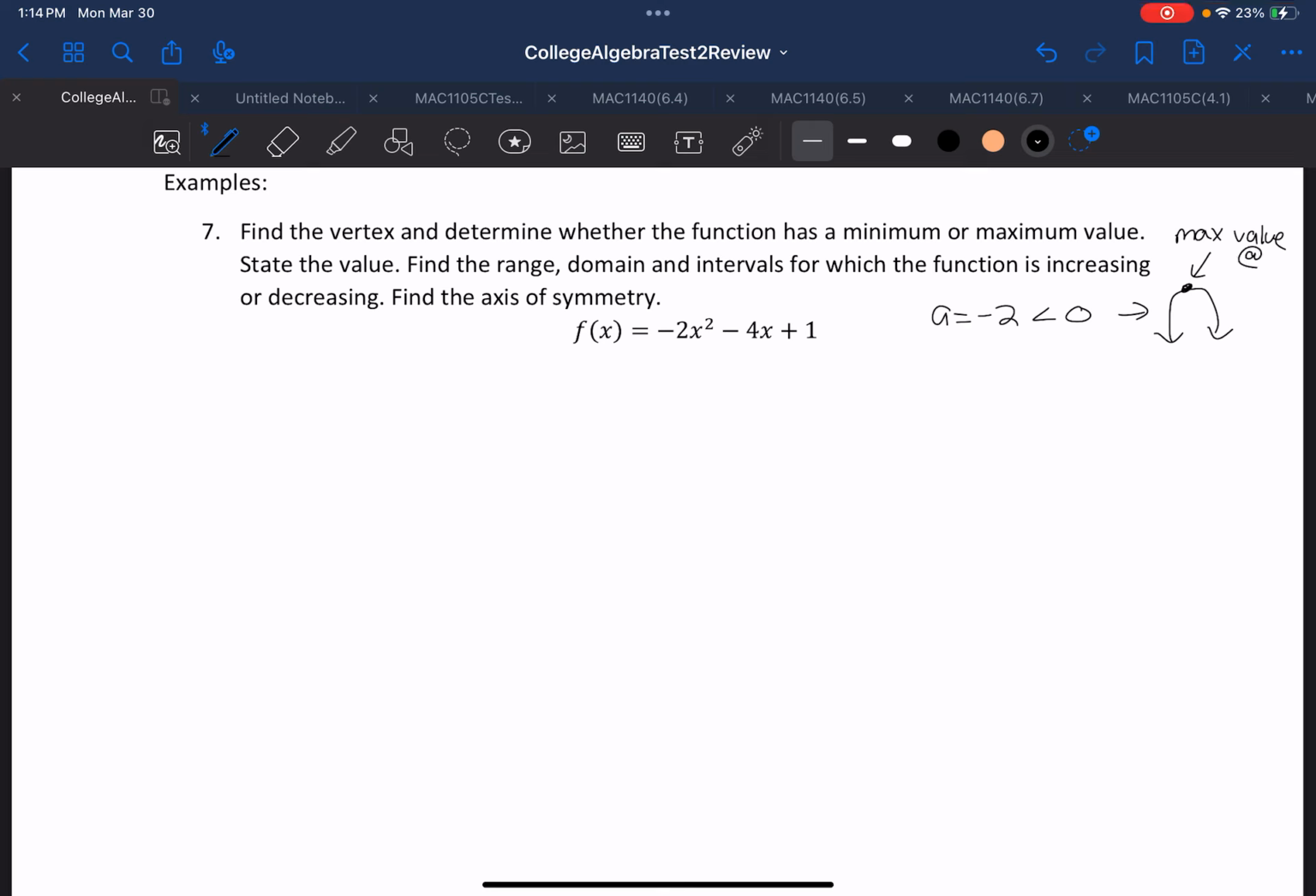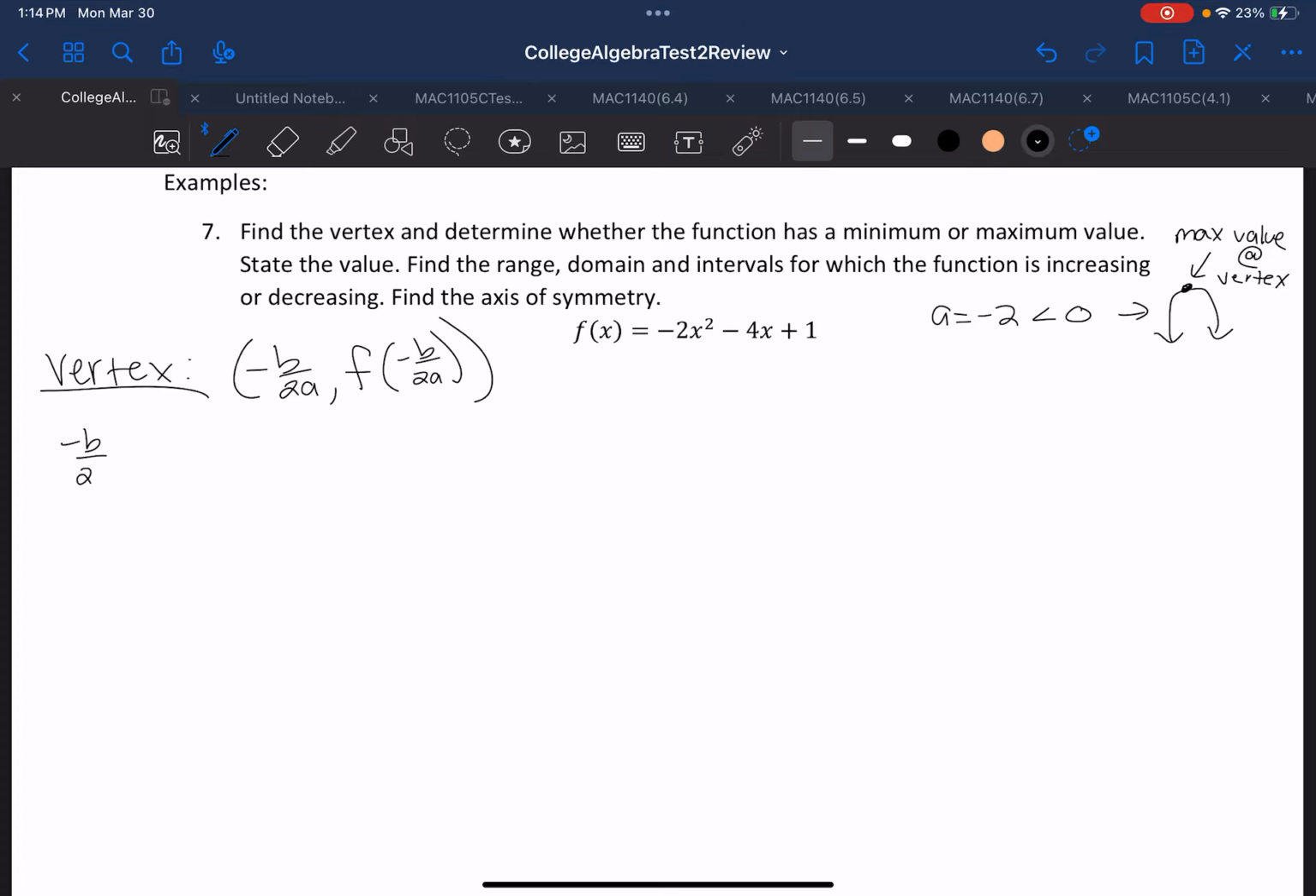At the vertex. So let's find the vertex. The entire point, the ordered pair, is given by negative b over 2a. That's the x-coordinate. And then we can find the y-coordinate by plugging that answer into our function.